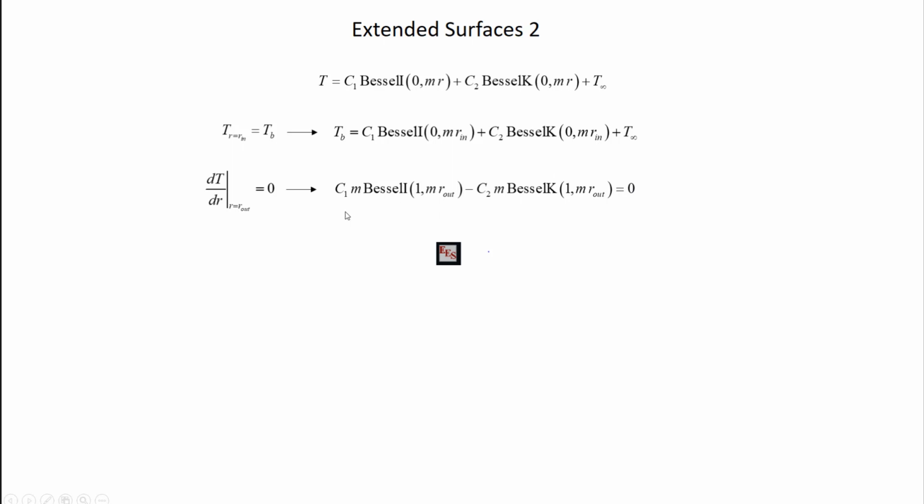And at this point, I can be done, right? I'll just plug this equation and this equation into EES, and we will let EES solve for C1 and C2. So let's find EES here.